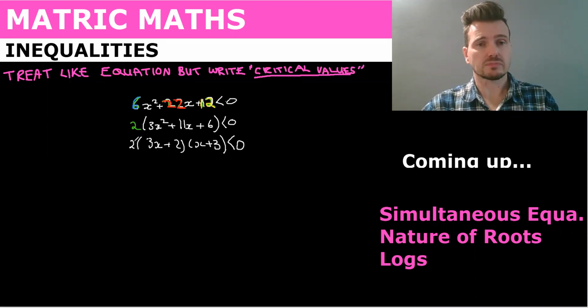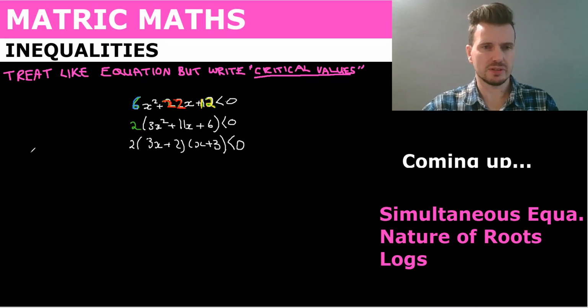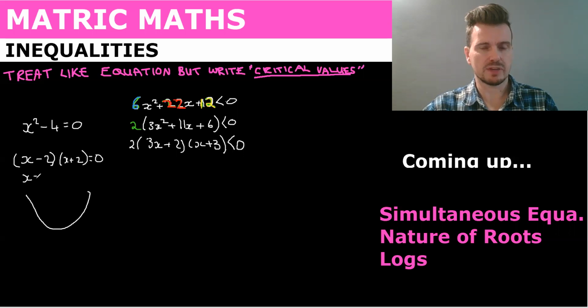Okay, so what you do is you solve it as if it's an equation, except that we write critical values. Let's look at what critical values mean. Say we get a question like x squared minus 4 equals 0. Let's look at the graph of that. If you look at the intercepts, when you factorize this, you get x minus 2, x plus 2 equals 0. So if we draw this on the graph, we get our intercepts of x equals 2 and x equals minus 2.